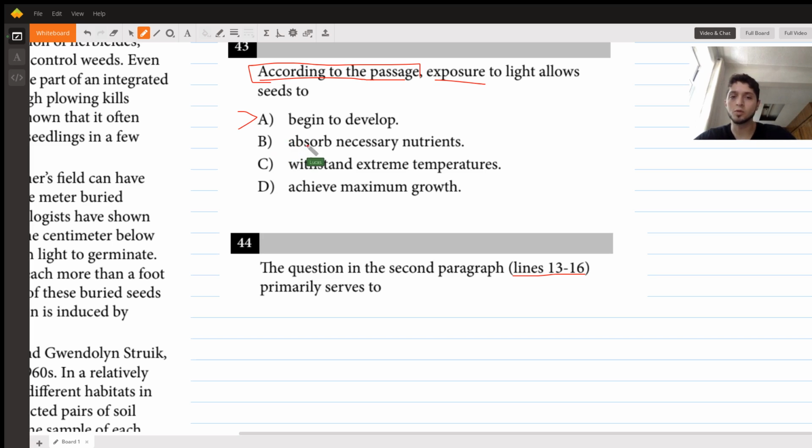Let's look at the other ones. Absorb necessary nutrients. Not something that our passage says. We can eliminate B. Withstand extreme temperatures. Same. Nothing that the passage says. And then D, achieve maximum growth. No. So it's going to be A, begin to develop, because it says down here that they begin to germinate when they're exposed to light. So choose answer choice A for question 43.